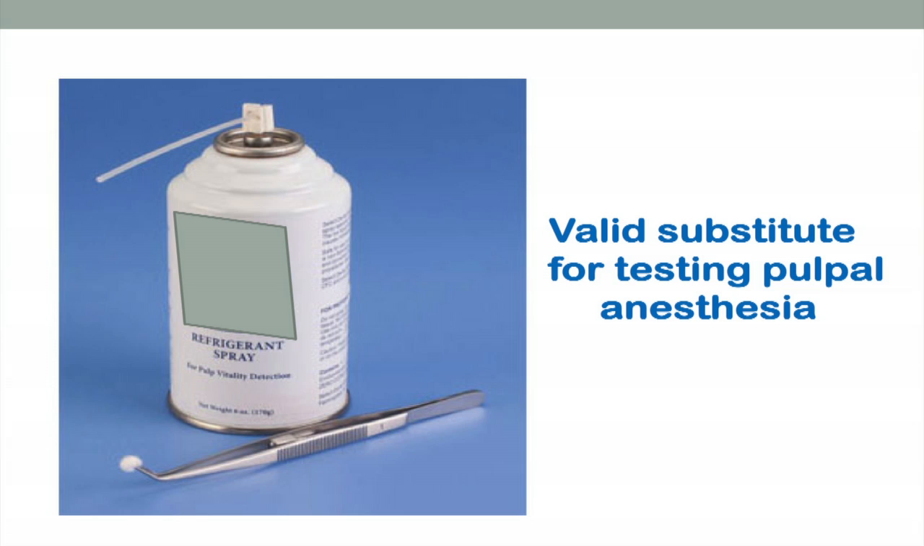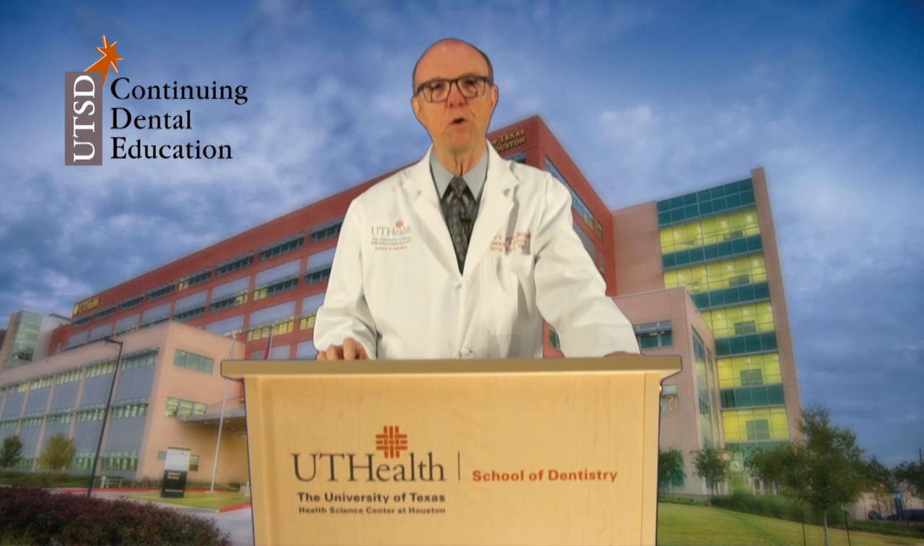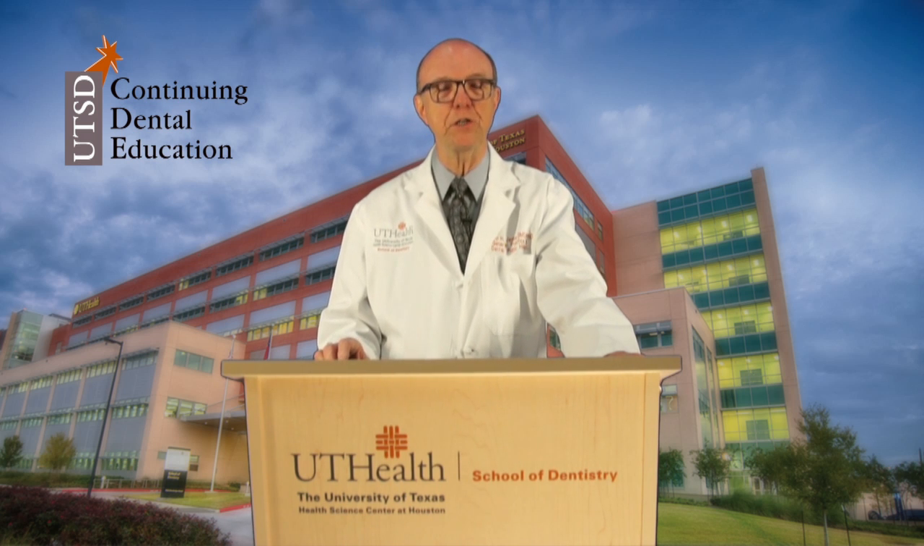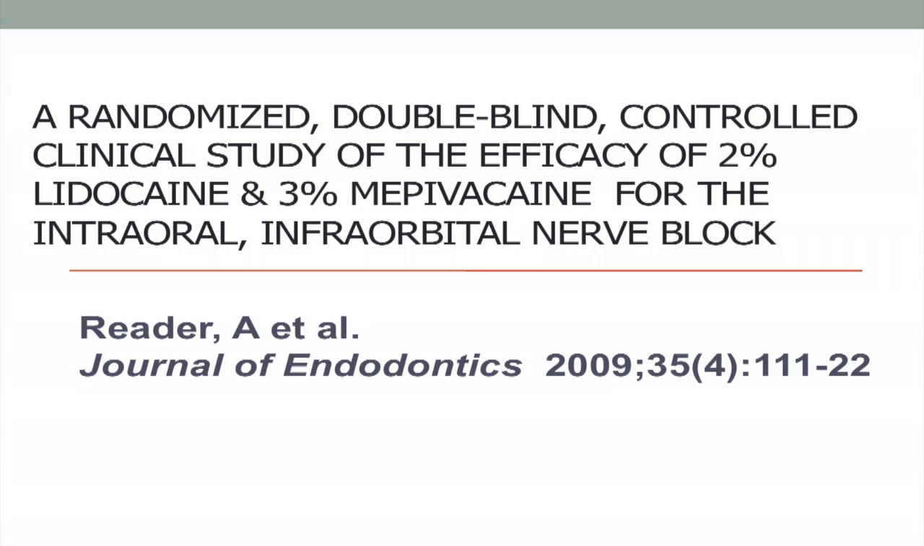In general dentistry, we're often fooled into thinking that we have a very high success rate for pulpal anesthesia because we don't use a scientific instrument like a pulp tester to assess our anesthesia. Instead, we assume that we have profound local anesthesia if we can remove caries and place a direct restoration. A good example of this contradiction is found in the 2009 study of the infraorbital nerve block shown here.